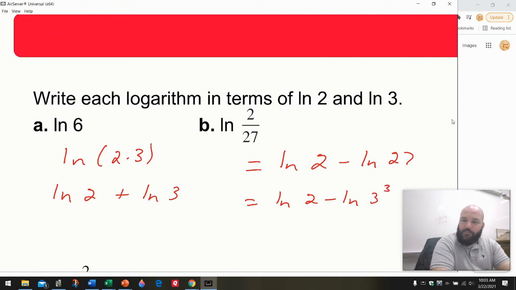And now the last property we will use is our power property, which allows us to take this power and bring it down in front of the natural log. So when doing that, we get natural log of 2 minus 3 natural log of 3. And there is your final answer. So again, this is using the properties. In this case, we're expanding these expressions.